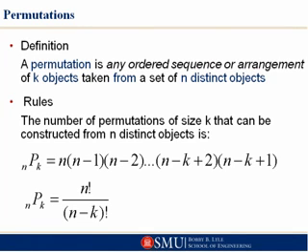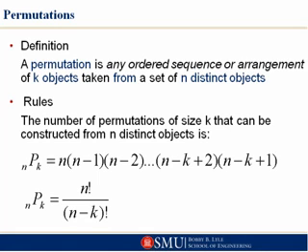And a permutation. A permutation is any ordered sequence or arrangement of k objects taken from a set of n distinct objects. So again, you can take a subset, right? You have n distinct objects, and you're going to pick k of them. So I have 5 kids, and I'm going to pick 3 of them. I have 10 factories, and I'm going to make a visit to 2 of them.